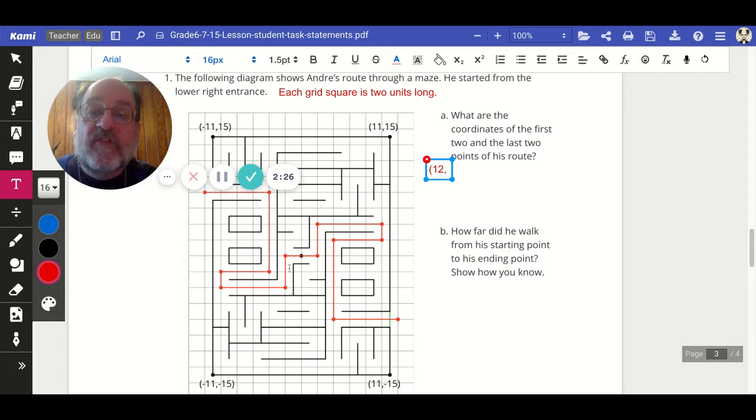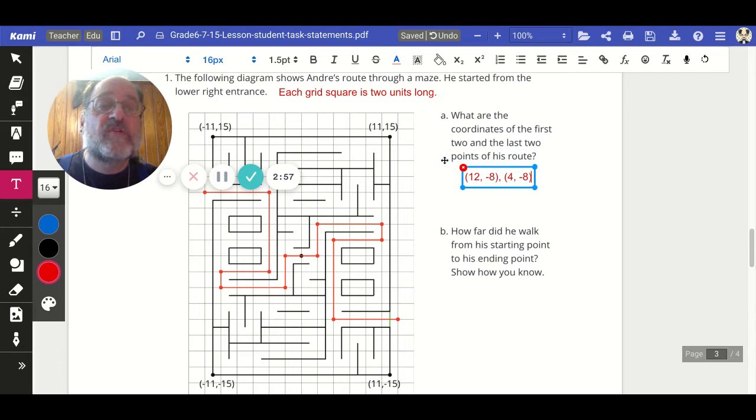12, and then what? All right, we're going down, so they're going to be negative. 2, 4, 6, 8. All right, so that's 8. 12, negative 8. Well, this point to move over here is 2, 4. And it's got the same y coordinate, so that's going to be 4, negative 8. So those are the first 2.